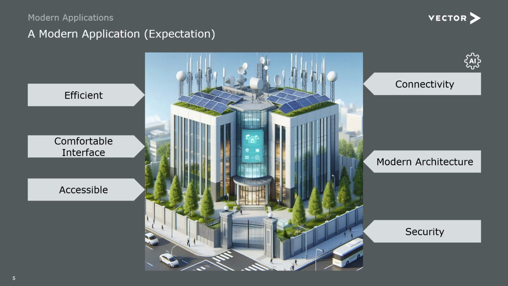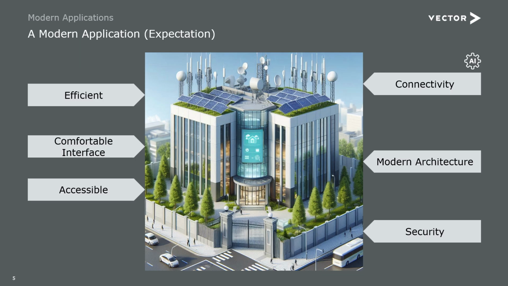And then let us take a look at what the expectation is, how a modern application should look. I didn't take a medical device. I took something that we can better associate with architecture. Here we see a modern building. It is built to provide connectivity. You have lots of antennas. It is energy efficient with solar panels on the roof. It has a comfortable interface. It has a modern architecture. It is accessible, and it also provides a certain level of security.